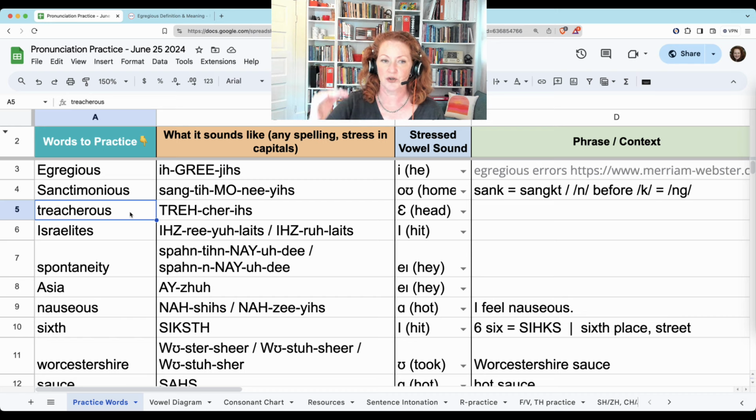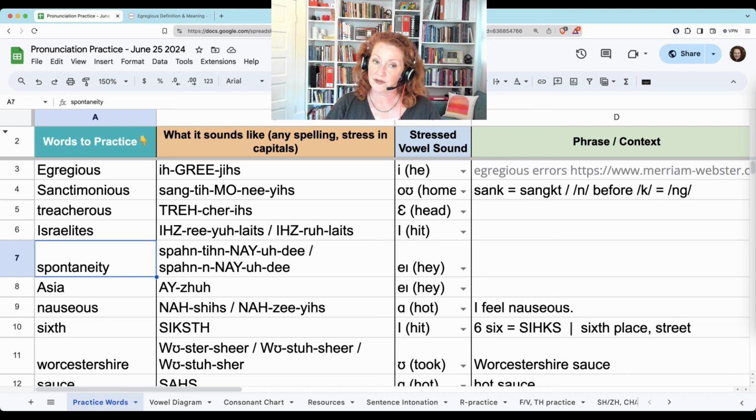Treacherous. Treacherous. This has two options. You can say four syllables, Israelites, or three syllables, Israelites. This you have options too, because you can keep the T in the middle or you can drop the T and make a syllabic N. So with the T, spontaneity. And without the T, spontaneity. So I'm going up for the N for spawn and then N. I just make the N noise, spontaneity. Either way is fine.